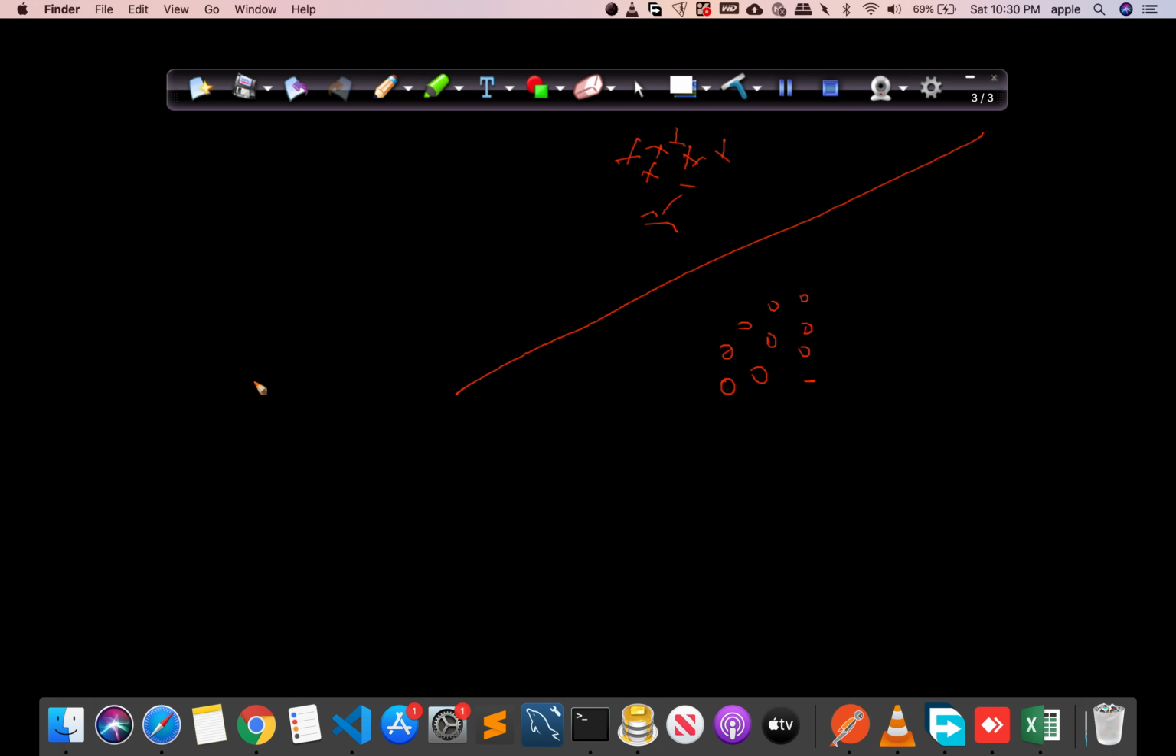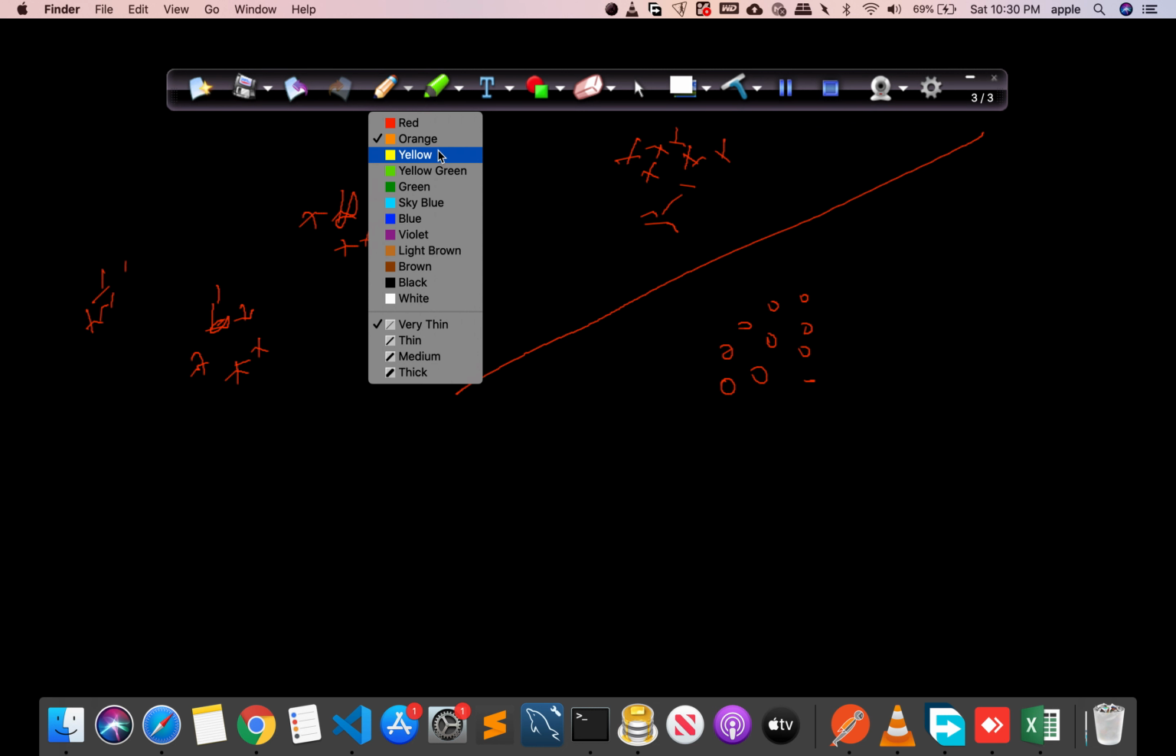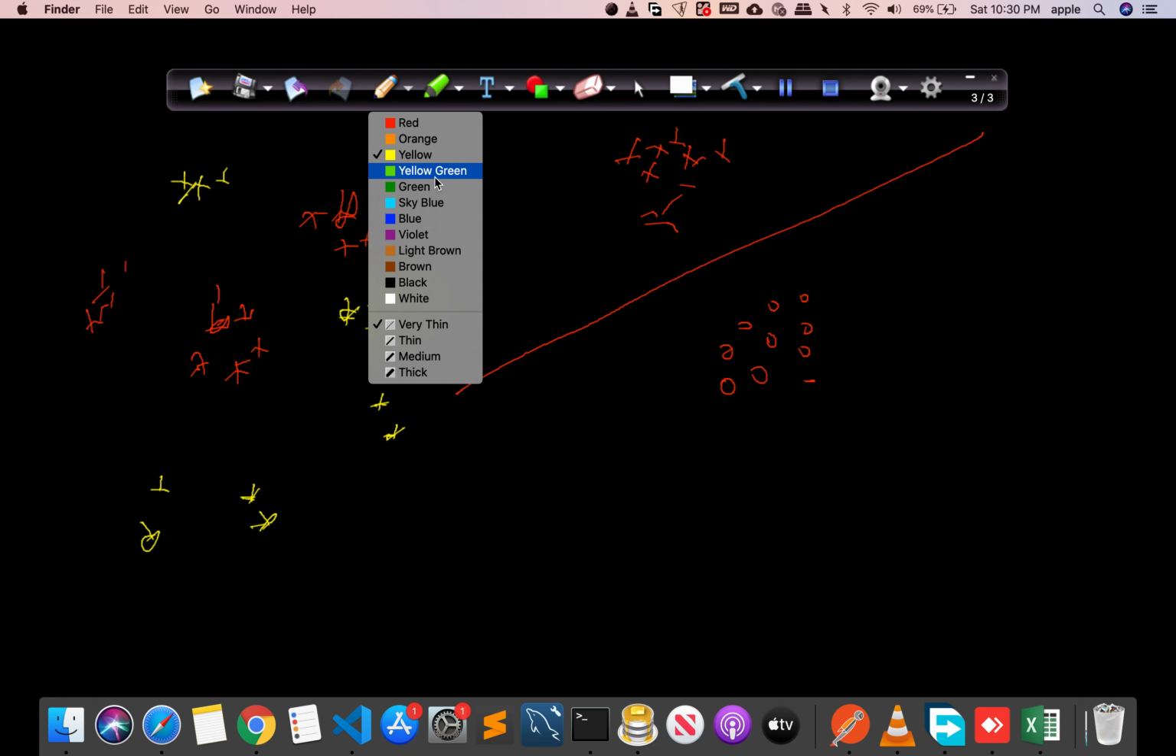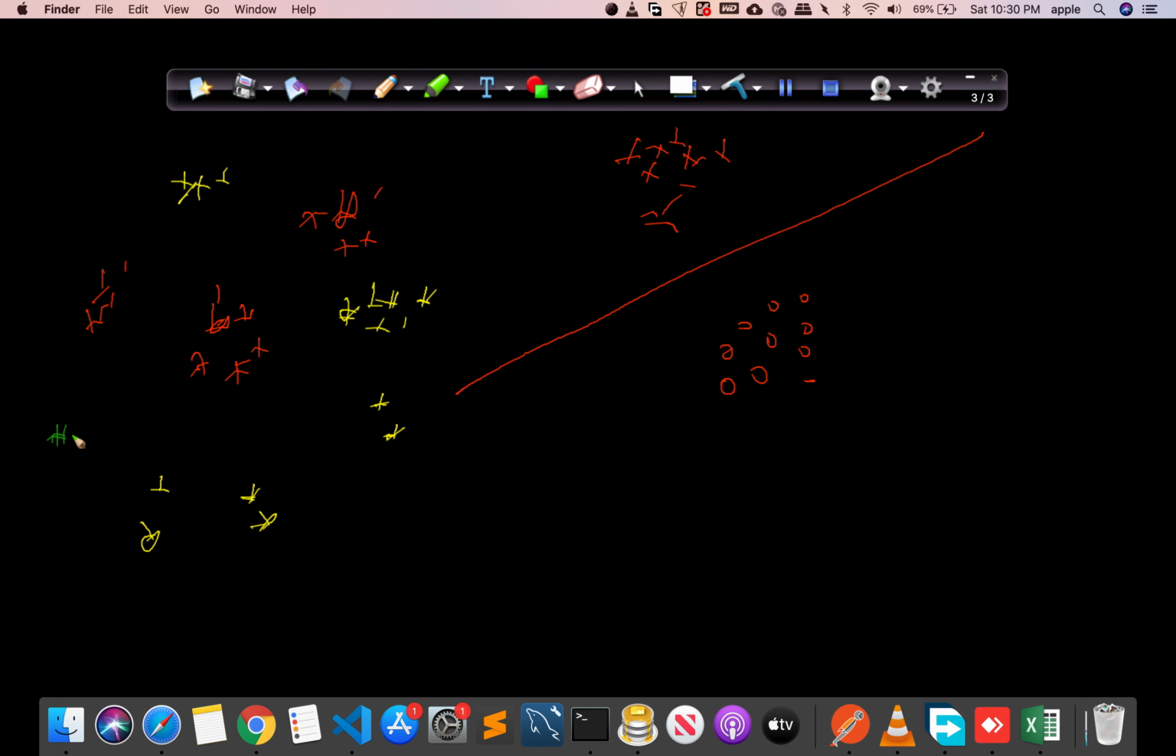What may happen is, suppose we have data points like this, something like this. These data points belong to the same class. Now suppose we have some points that belong to some other class, like this, some points here, some points there, scattered all over the place. Now we have some third class also, scattered like this.